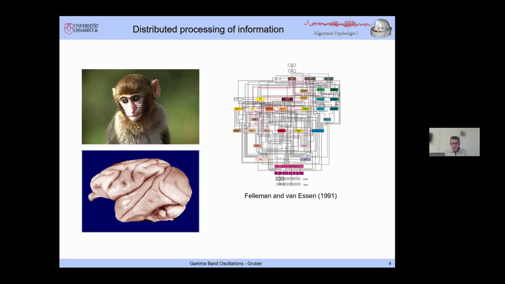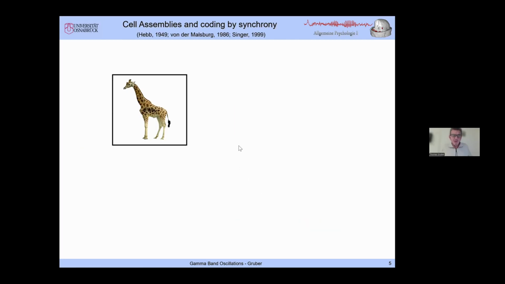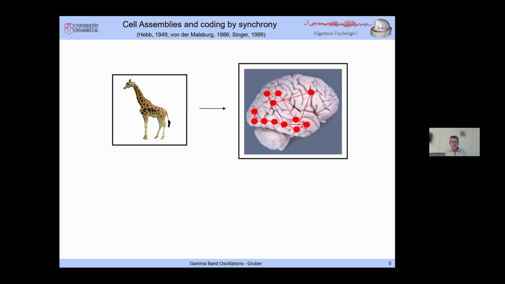So this poses a problem. How does the brain bind together all these activity patterns in different areas? This is the so-called binding problem in neuroscience. And one solution to the binding problem is shown here on the next slide. It was brought up by many researchers, Hebb, a Canadian psychologist, already in 1949, but also from neuroinformatics and from animal recordings. And the idea is the following. If you look at this giraffe, then the idea is that this giraffe is not coded in a single neuron, but in a distributed assembly of cells, a cell assembly.